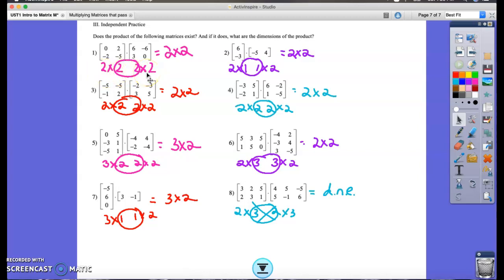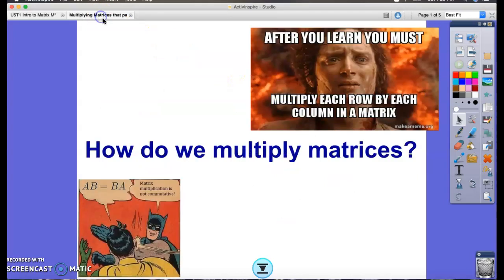So, for number 1, 2, 3, 4, we got a nice little pattern of a 2 by 2 matrix. Notice these lovely square matrices gave me the exact same size matrix when multiplied. Now, they don't have to be squares, but when they are squares, they are equal. All right, this one worked out, this one worked out, this one worked out. The only one not compatible was number 8. It did not exist. Okay, so now we're going to learn how to actually do the multiplying.